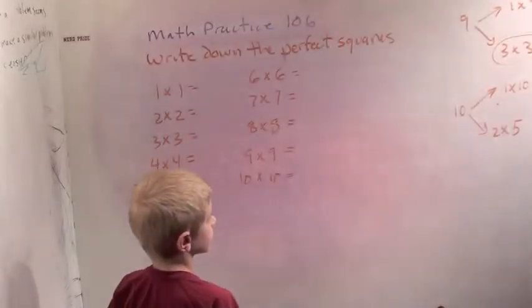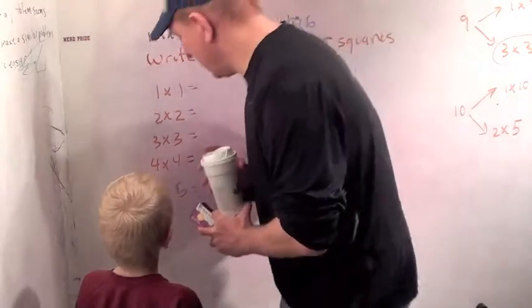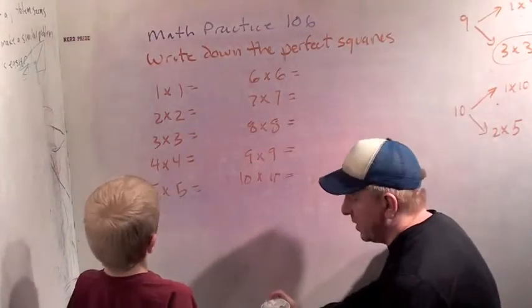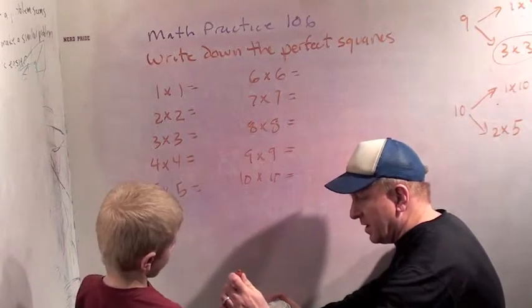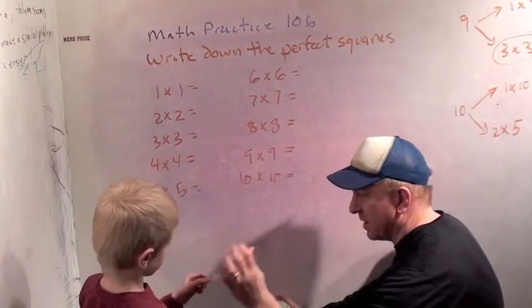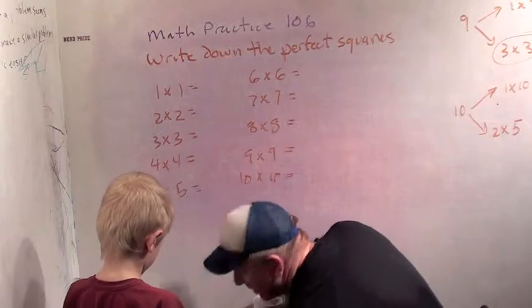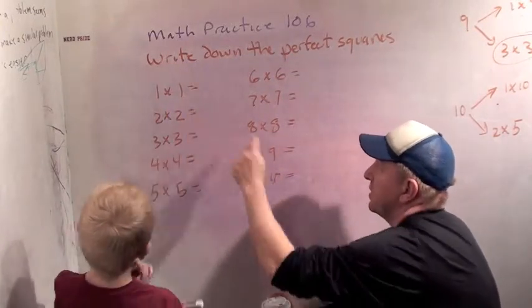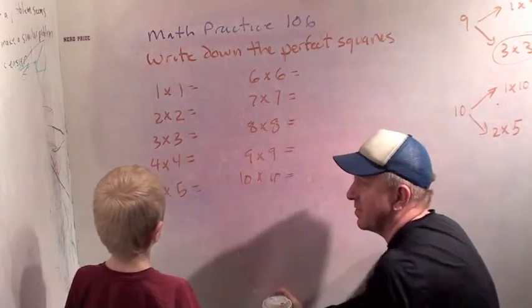Math Practice number 106. Okay, so we are following Beast Academy B, and today we read about some special numbers called the perfect squares. What perfect squares are is you take a number times itself. So for example, 1 times 1 or 8 times 8 or 10 times 10 or something.